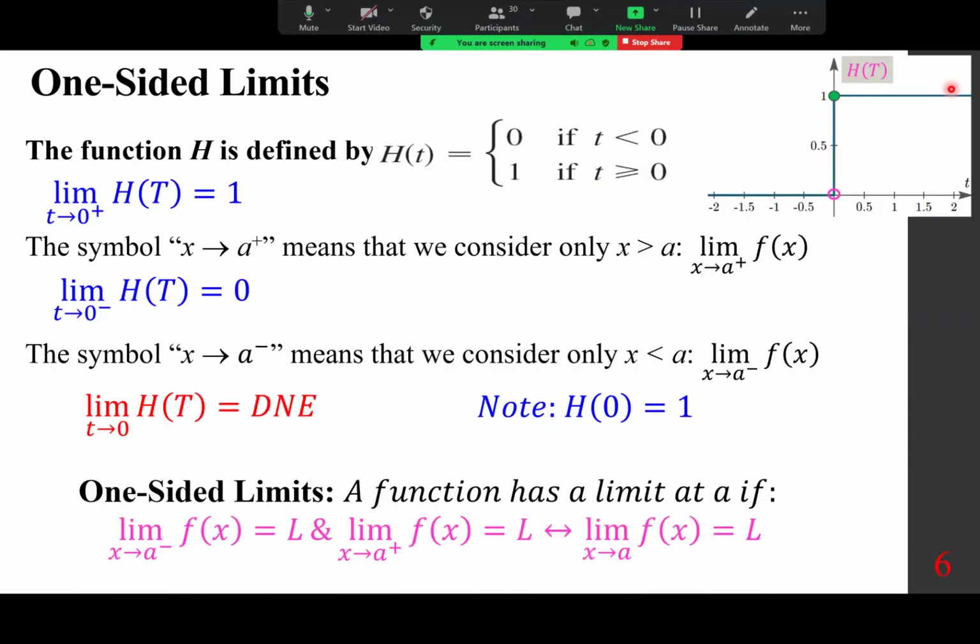And so, one-sided limits. A function has a limit at a if the limit of f of x as x approaches a from the left equals L, and the limit of f of x as x approaches a from the right is L. Therefore, the limit of f of x equals L when x approaches a. So, one-sided limits must be identical.